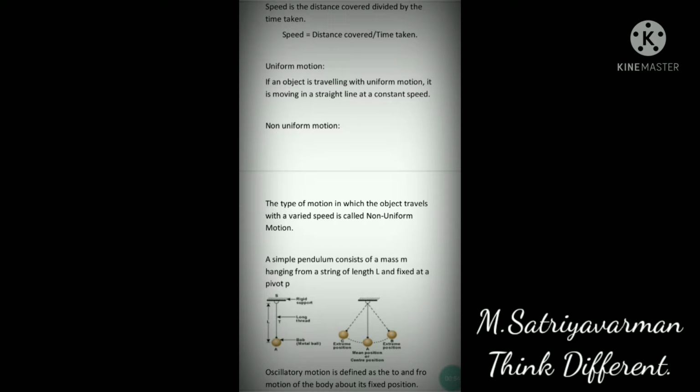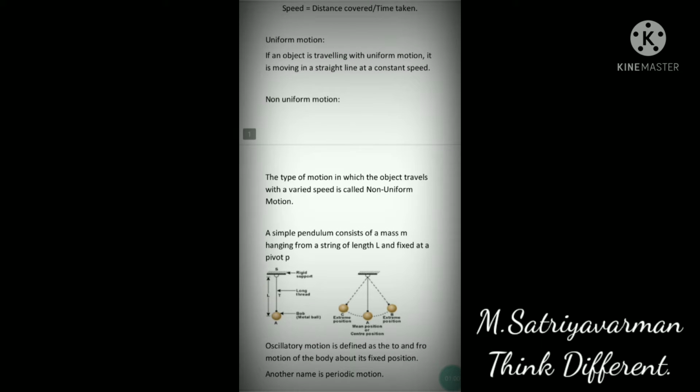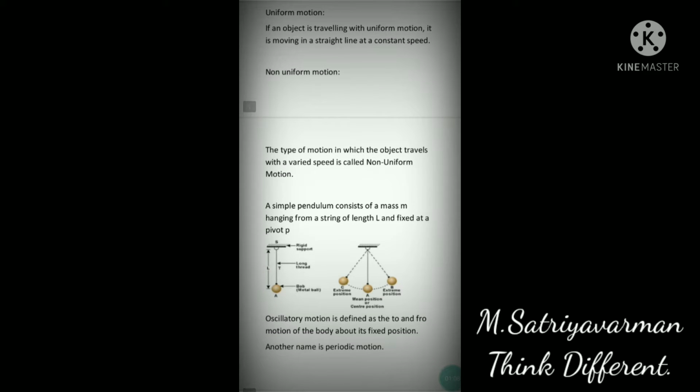And this is the important point. The speed formula is speed is equal to distance covered divided by time taken, not multiplication, divided by time taken. This is speed. Now we know the definition of speed and the equation of speed.